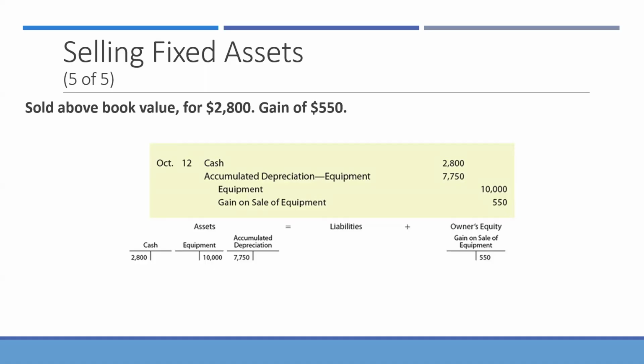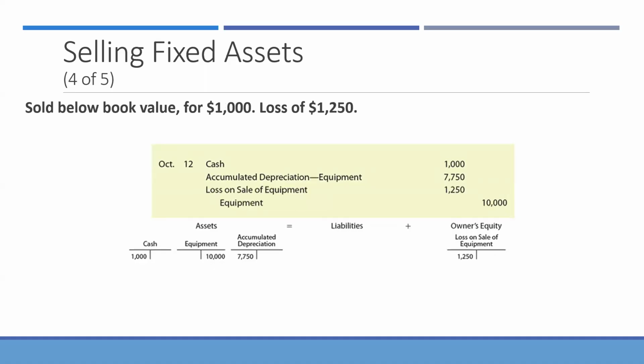And the gain increases owner's equity, so it has to be a credit. And just remember that our debits are always displayed on top and then credits indented on the bottom. So on the homework, just make sure that if it's a loss, like in the previous example here, you record the loss grouped with the debits as opposed to underneath equipment, for example.